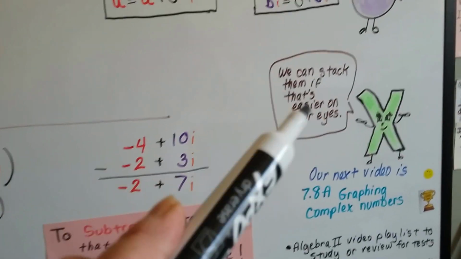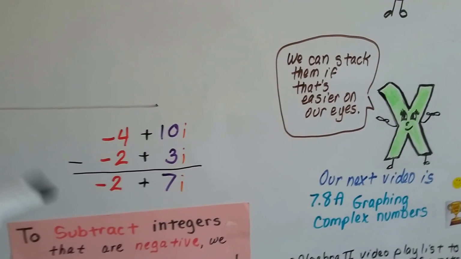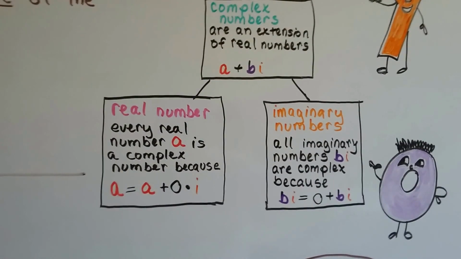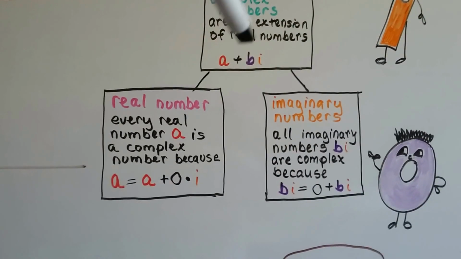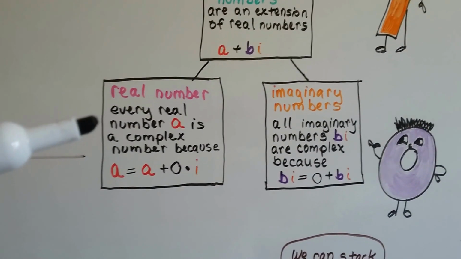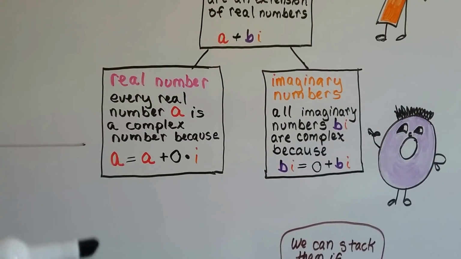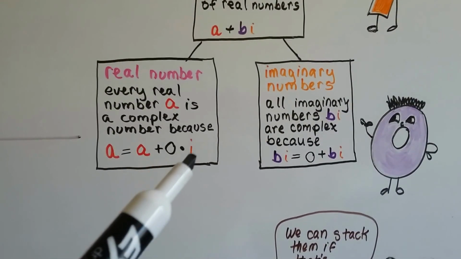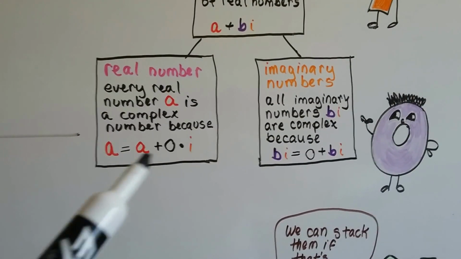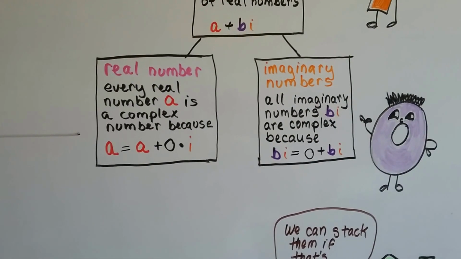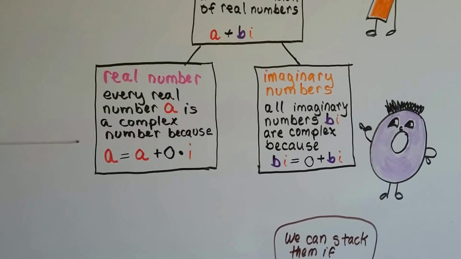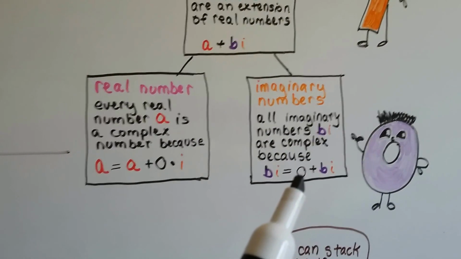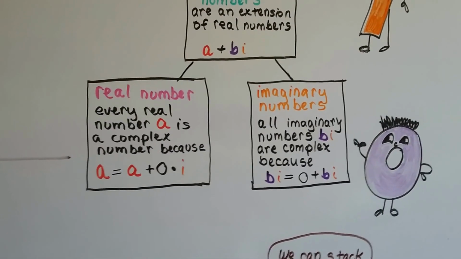So remember that you can stack them if that's easier on your eyes. I personally like that. I can go quicker. So complex numbers are an extension of real numbers. It's a plus the b times i. And every real number, a, is a complex number because in this form, a plus b times i, if b is a 0, it's going to equal an a, isn't it? Because we're adding a 0. 0 times i is 0. And all imaginary numbers, b times i, are complex because a can equal 0 in a plus bi, which is just going to be the bi, isn't it?